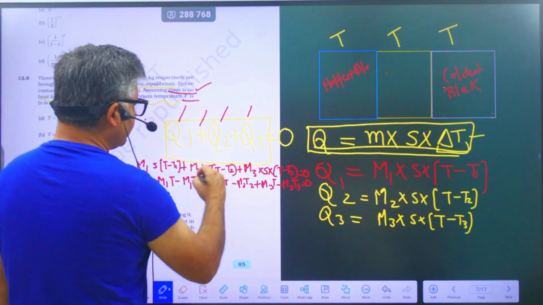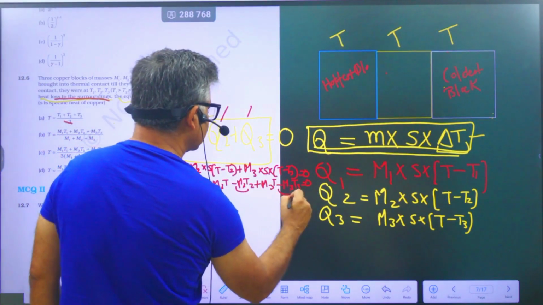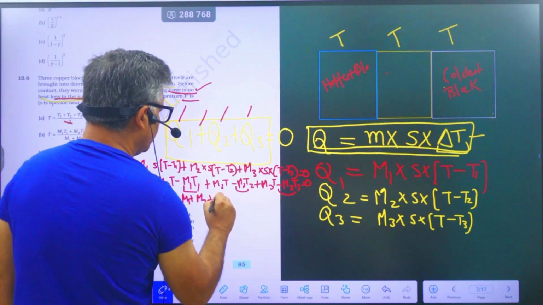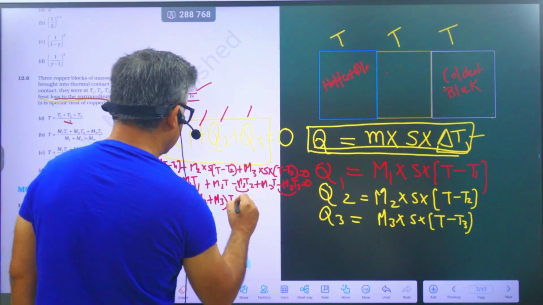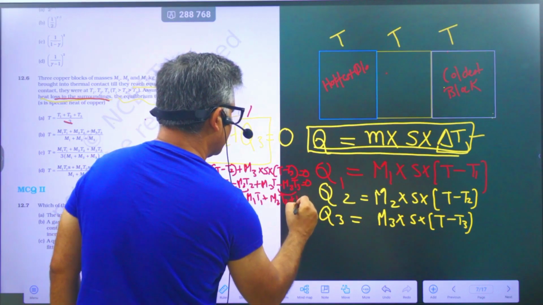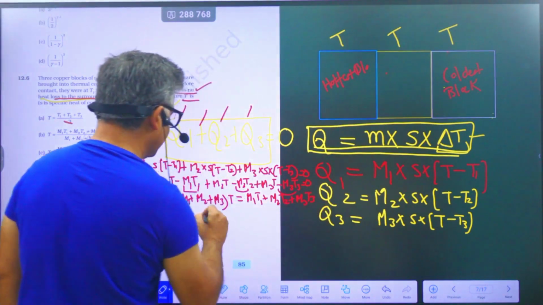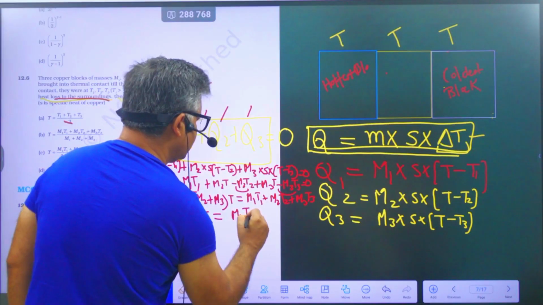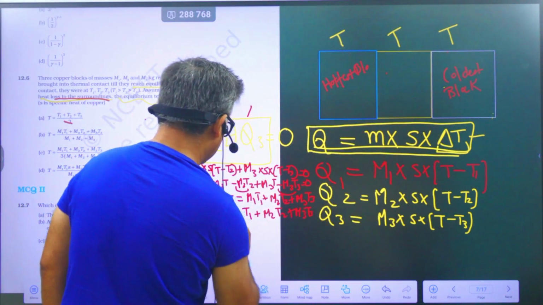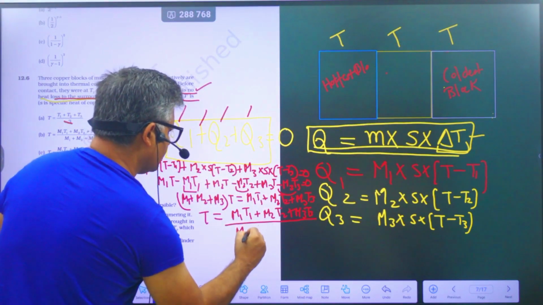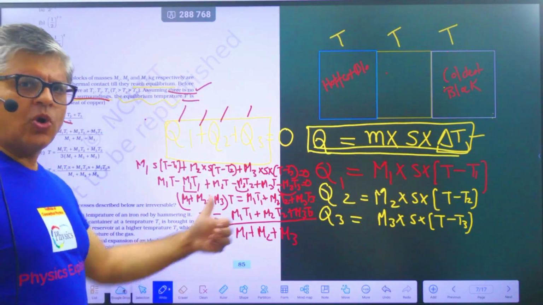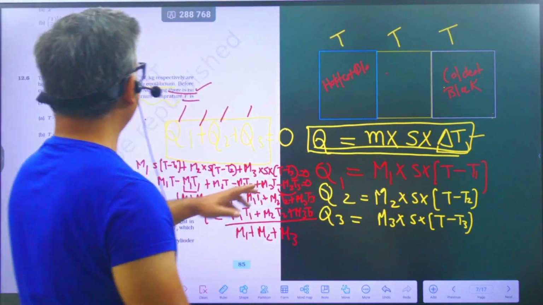So I'm going to do one thing. I'm going to take these negative values to the other side. So I get (M1 plus M2 plus M3) T is equal to M₁T₁ plus M₂T₂ plus M₃T₃, right? So T comes out to be (M₁T₁ plus M₂T₂ plus M₃T₃) upon (M1 plus M2 plus M3), right? There is no S, specific heat, which is coming in the answer.